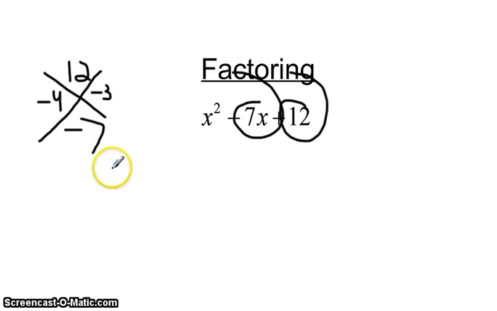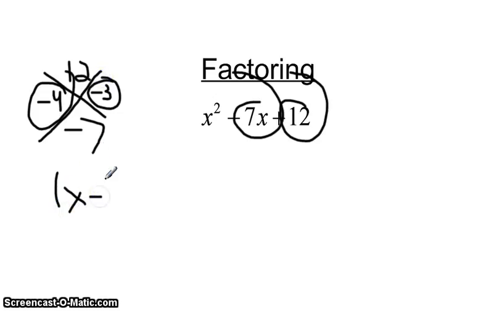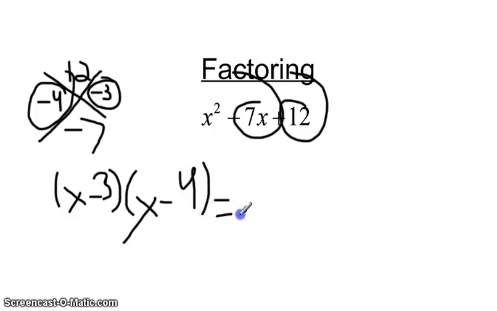Okay, now what you gotta do is you take these two numbers and you put them in the parentheses, x minus 3, and then you make another one, so it's multiplying, x minus 4, parentheses equals 0. You gotta set it equal to 0.